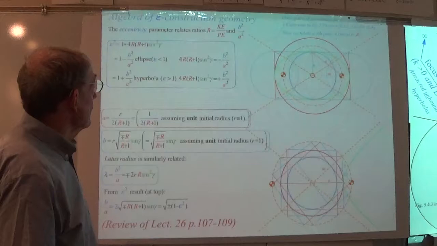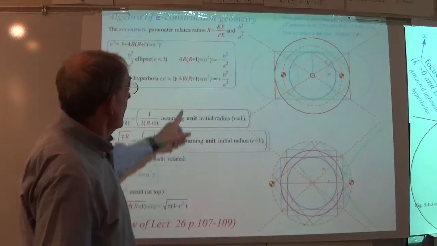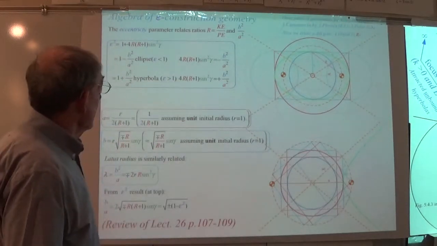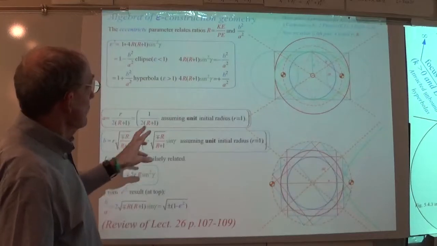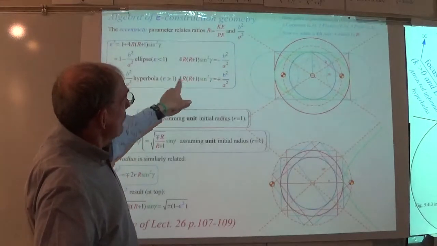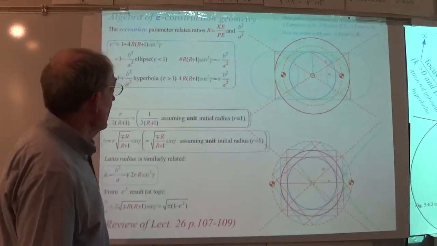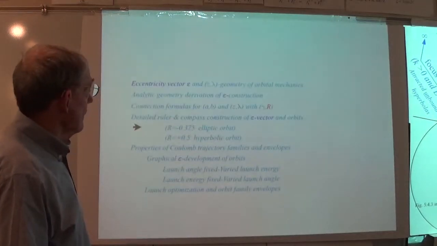I'm going to skip that. That's something that just helps you see how these ratios come out. This is a nice formula here for B over A. Of course, it has lots of plus and minusing.